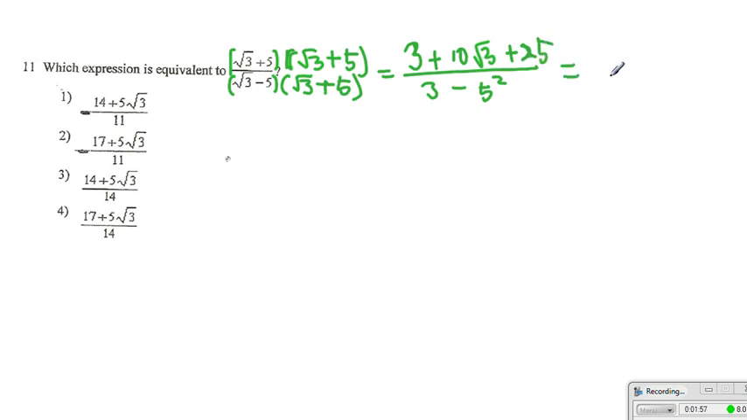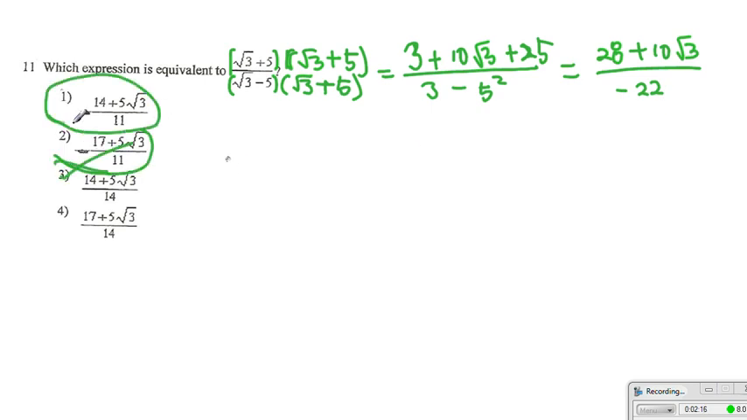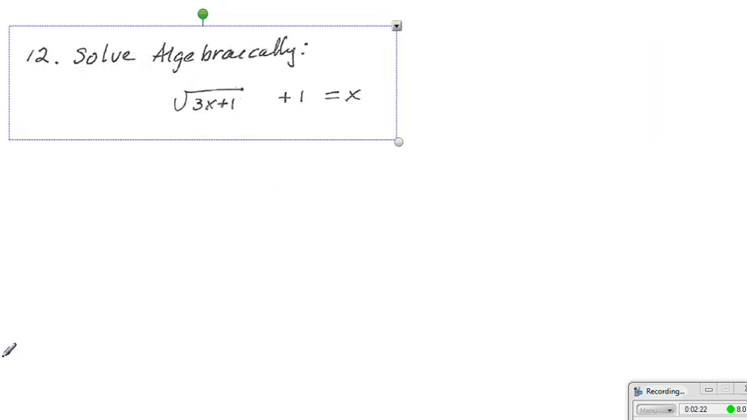If you simplify this after all, the denominator ends up being negative 22, and the top becomes 28 plus 10 radical 3. Once you simplify, dividing everything by 2, you'll end up getting choice number 1. All right, how about this one?